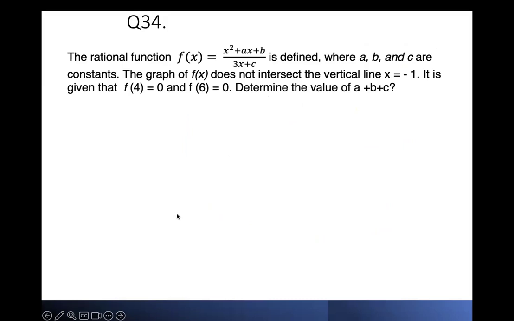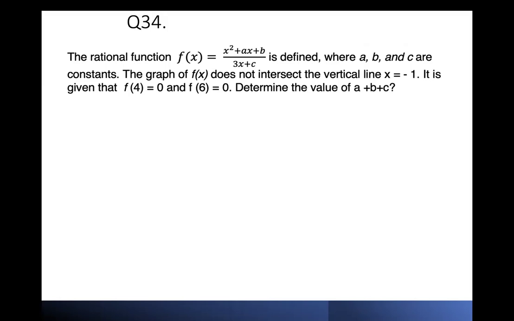The rational function f of x is defined by f(x) = a/(x+b) + c, where a, b, c are constants. The graph of f of x does not intersect the vertical line x = -1. It is given that f of 4 is equal to 0 and f of 6 is equal to 0. Determine the value of a plus b plus c.